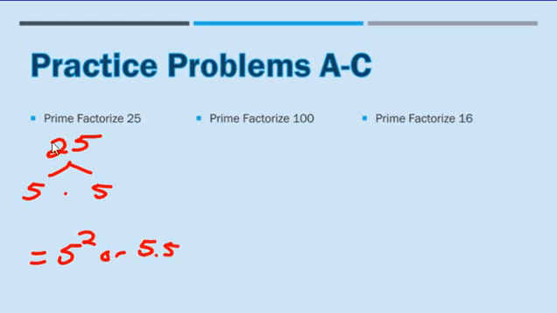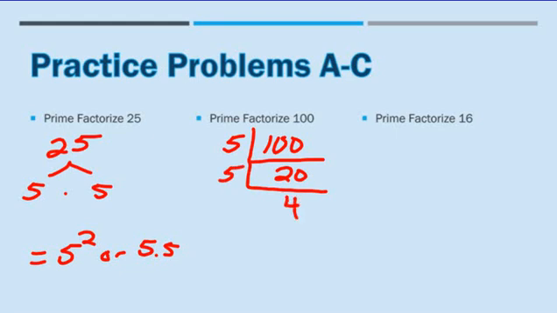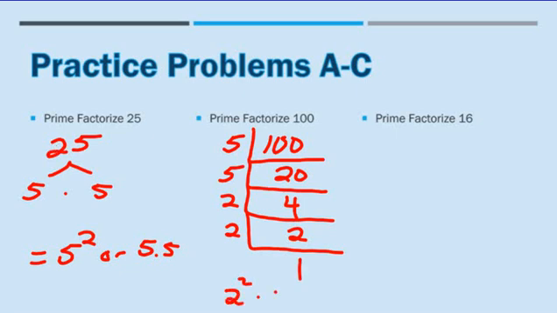Prime factorize 100. This time I'll use prime factorization by division. So I put 100 in here. I can take a prime number out, so take a 5 out. 100 divided by 5 would give me 20. Prime factorize that again. I can divide a 5 out and I get 4. Prime factorize that again. Divide a 2 out and I get 2. I can prime factorize that one more time, divide by 2 and get 1. And so my answer would be 2 squared times 5 squared, or 2 times 2 times 5 times 5.